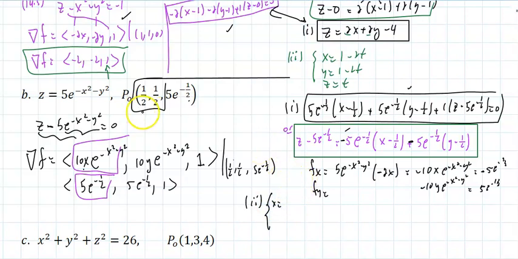And the equation for the line will simply be x equal 1/2 plus 5e to the negative 1/2 t. Y would equal 1/2 plus 5e to the negative 1/2 t. And z equal 1. No. Z equal 5e to the negative 1/2 t plus t.